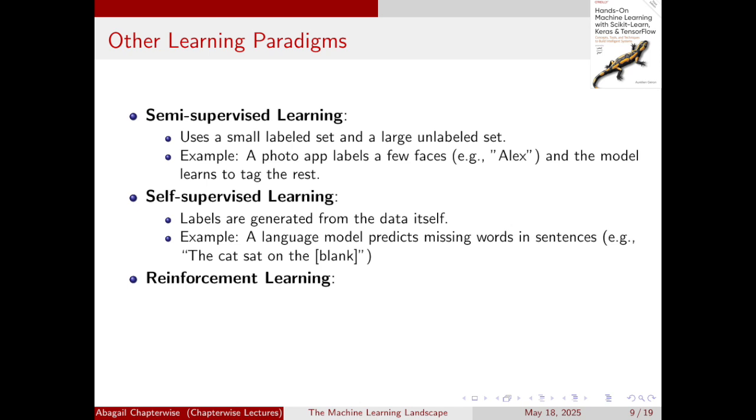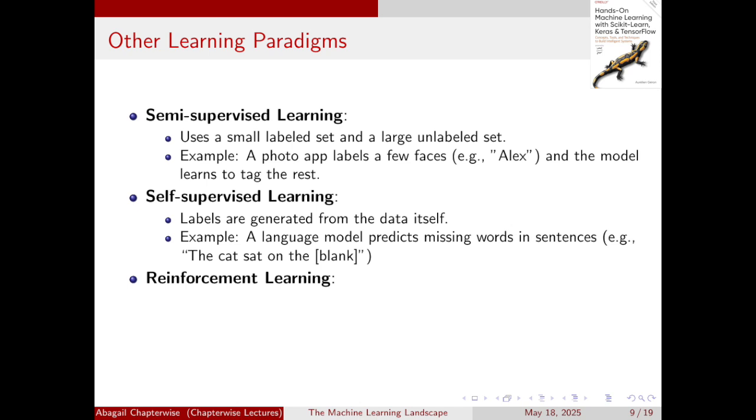This kind of pretext task allows the model to learn language structure, grammar, semantics, context, without needing external labels. A similar approach is used in computer vision, where models are trained to predict the position of missing parts of an image or to reorder shuffled image patches. Once pre-trained, these models can be fine-tuned on smaller labeled datasets for downstream tasks like sentiment analysis or image classification.